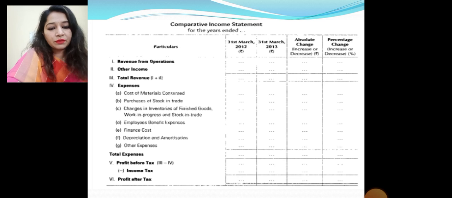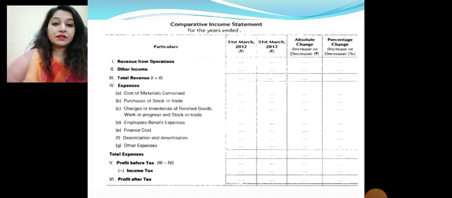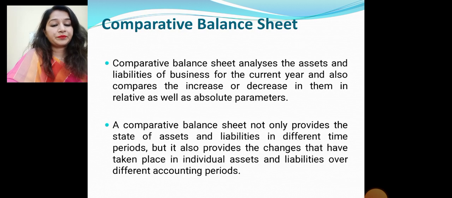Then total revenue minus total expenses will be profit before tax. We put the amount of profit before tax, and after that we have to deduct income tax, whatever the amount of income tax is. Lastly, the amount which we receive is profit after tax, and the changes and differences should be worked out. This is known as comparative income statement.